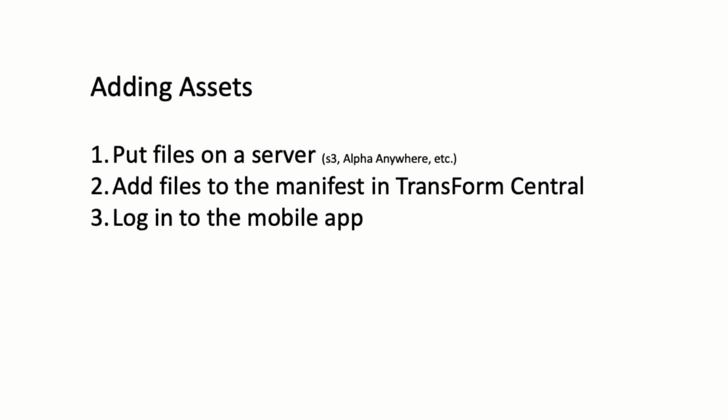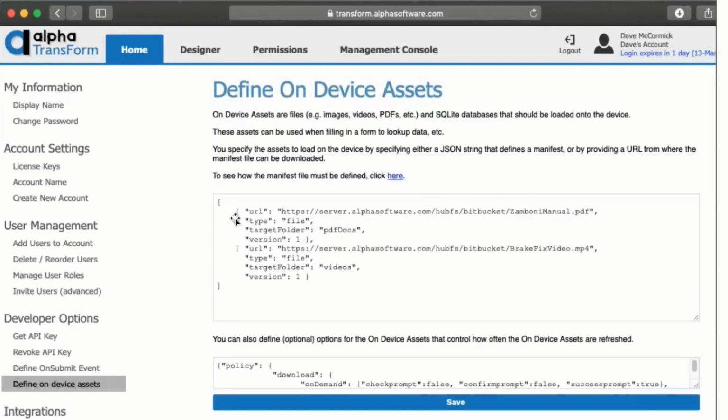So let's go on, and I'm going to show you a couple more examples. Here is the JSON manifest file that I was telling you about. You get to it right in Transform's Home tab, and you click Define On-Device Assets. There's this box here, and that's where you put in the JSON, and here's a close-up of the JSON.